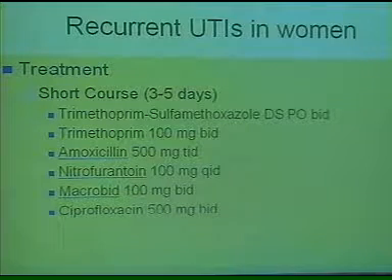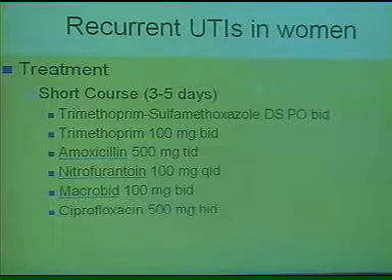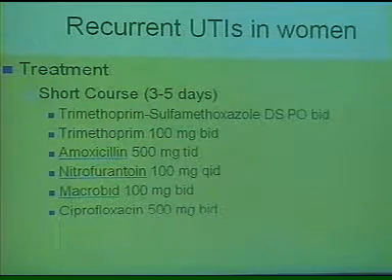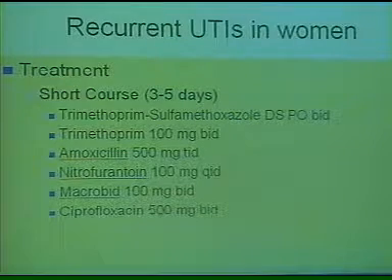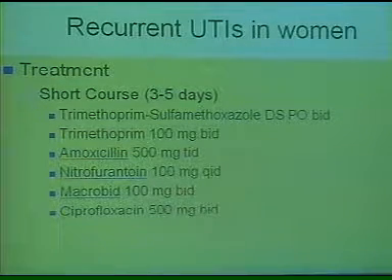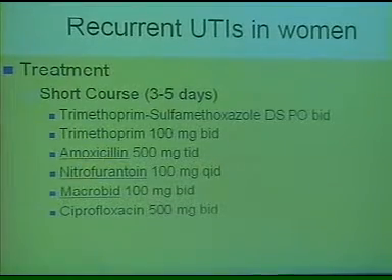How do you treat recurrent UTIs? Again, a short course, 3 to 5 days, is enough. You can use Septra, trimethoprim-sulfamethoxazole, or amoxil, nitrofurantoin, ciprofloxacin. Macrobid is a nitrofurantoin.